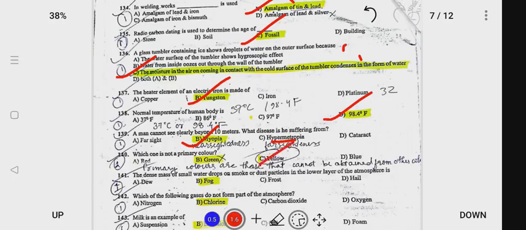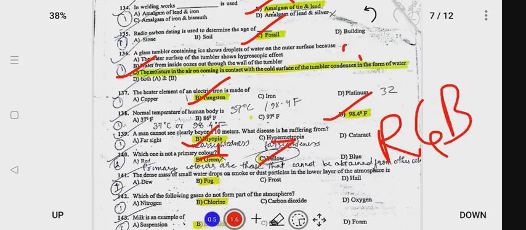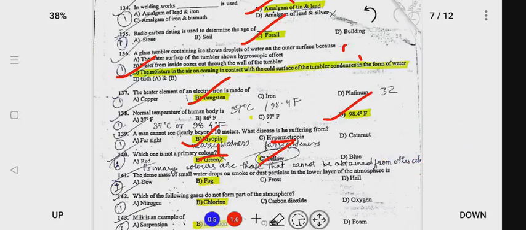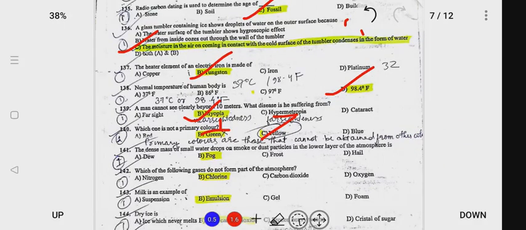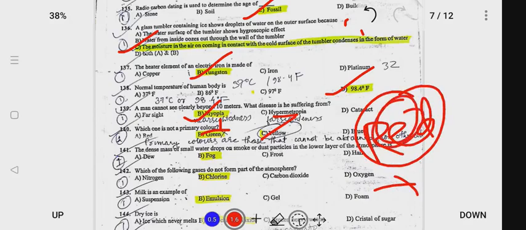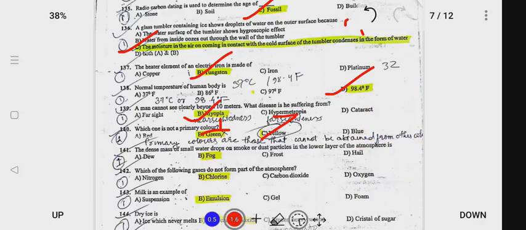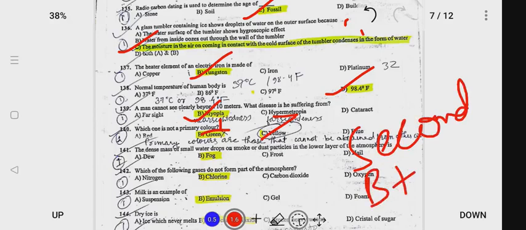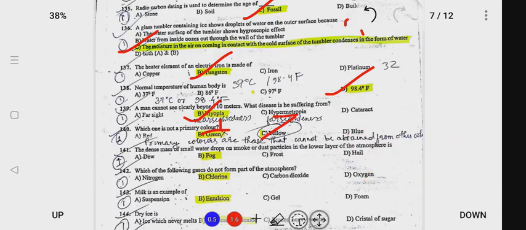Next, which is not a primary color? Yellow is not a primary color, because the primary colors are RGB: red, green and blue. When you mix red and green, yellow comes out. Primary colors are those you cannot get by mixing two other colors. Red cannot be made by mixing, it is a single color. Secondary colors can be made by mixing. For example, mixing red and green gives yellow, so yellow is a secondary color.